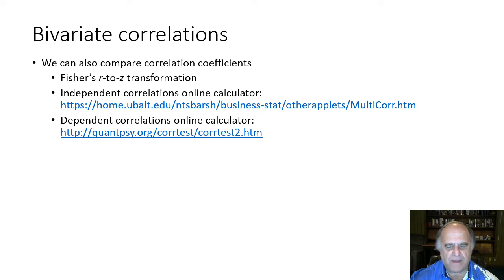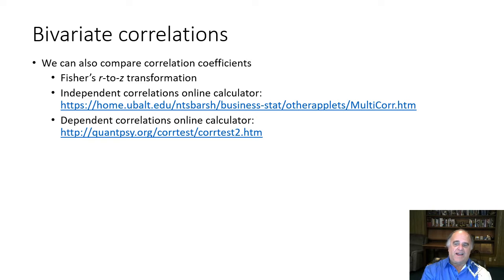There might be times where you say to yourself, I have two correlations. Are they the same or are they different? Can I test for differences between correlation coefficients? There are some methods for doing that. One of the most common methods is what's called the Fisher r to z transformation. That then leads to a z-test on whether the correlations are different.